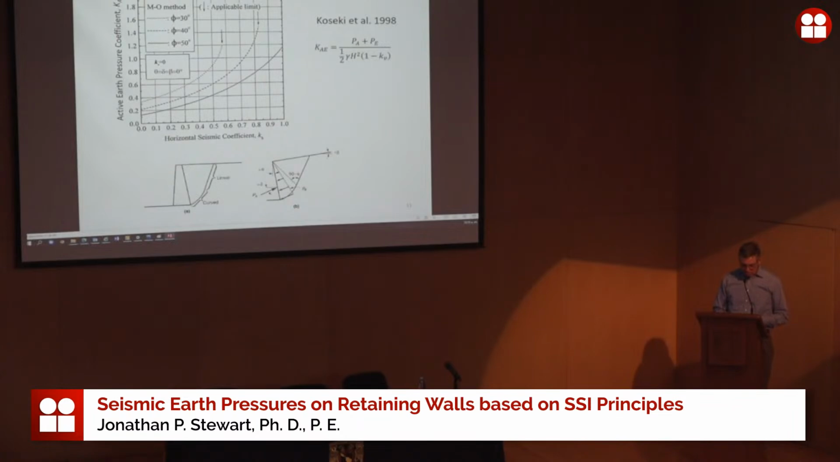One relatively recent publication using these methods was from Koseki et al., 1998, which is what I'll reference here. They take this combined force that I was just talking about, and they normalize it in this way so it becomes dimensionless, and that is KAE. So Koseki et al. present KAE, a dimensionless number, as a function of the horizontal seismic coefficient. And these different lines here are for different friction angles of the soil.